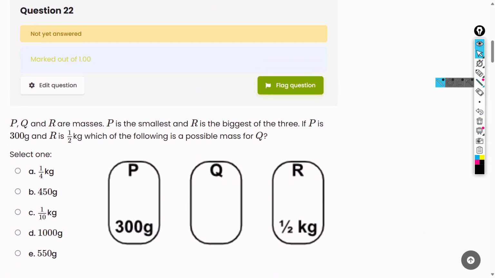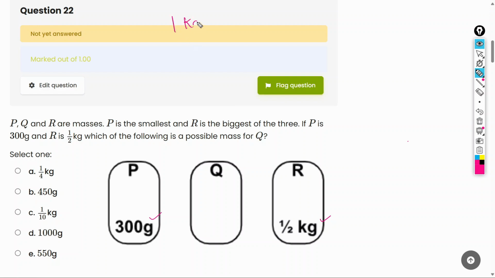P, Q, and R are masses. P is the smallest. R is the biggest of the three. If P is 300 grams, R is half a kilogram, which of the following is a possible mass for Q? This is the biggest. This is the smallest. So let's see. This is in grams. This is in kilograms. So we need to change this to grams so that we can properly visualize it.